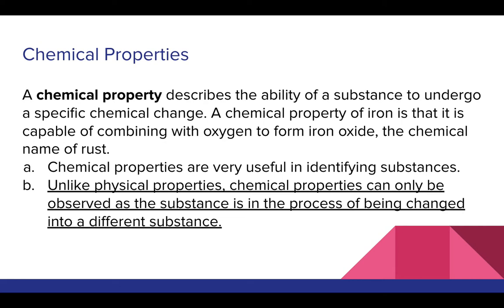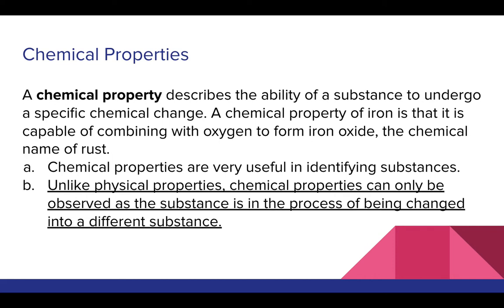Now, chemical properties differ from physical properties. A chemical property describes the ability of a substance to undergo a specific chemical change. For example, a chemical property of iron is that it is capable of combining with oxygen to form iron oxide, which is the chemical name for rust. Chemical properties are very useful in identifying substances. Unlike physical properties, chemical properties can only be observed as the substance is in the process of being changed into a different substance.